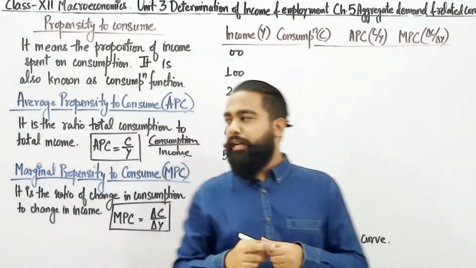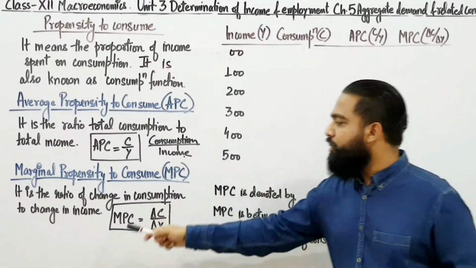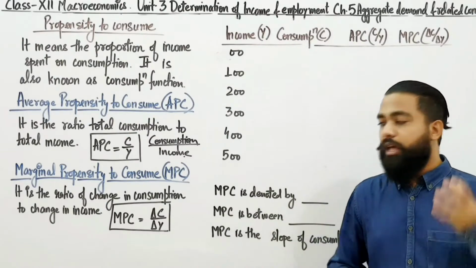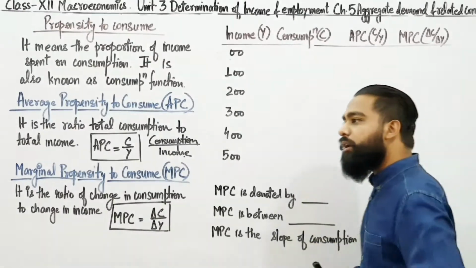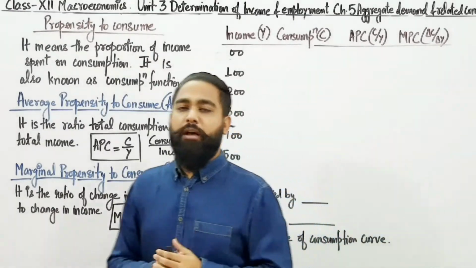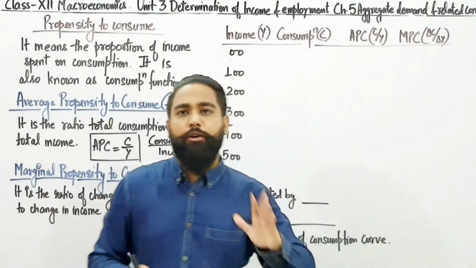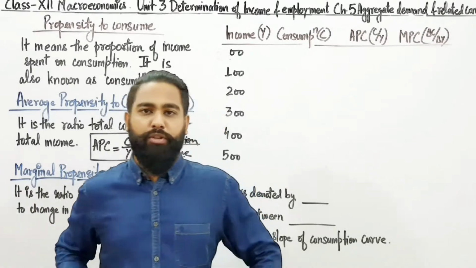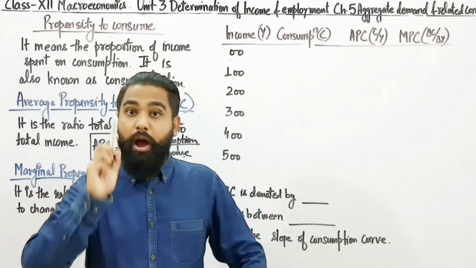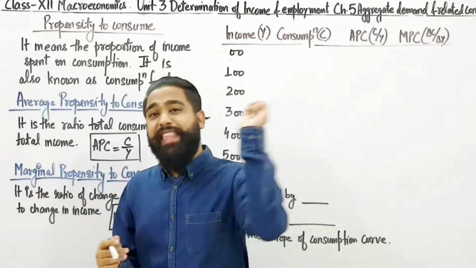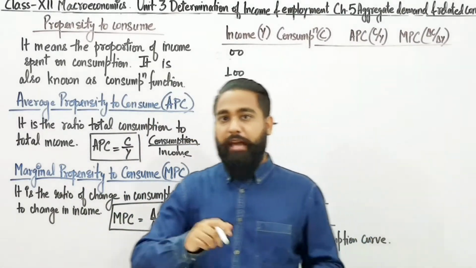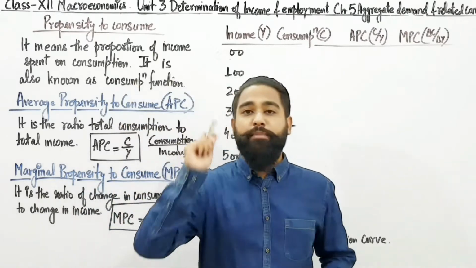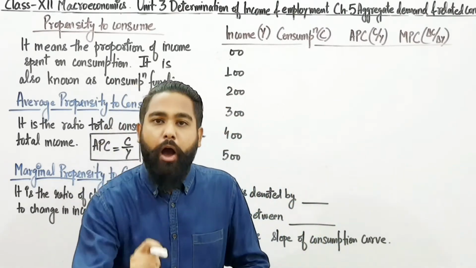Now how do we calculate MPC? It is the ratio of change in consumption to change in income. Whatever the amount of change is there in income. Suppose you are getting 100 rupees of income. Now this month you got 200 rupees. So what is the change in income? 100, right?